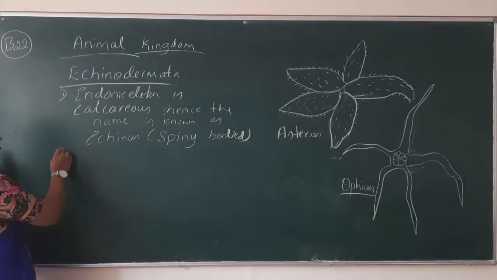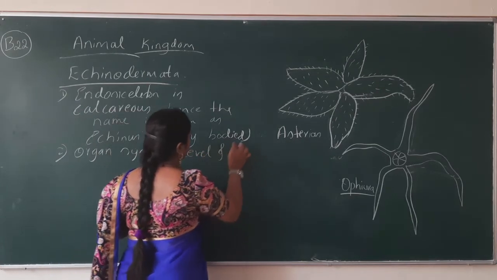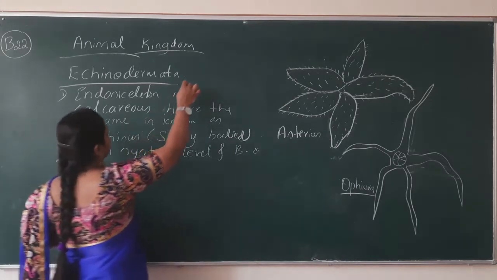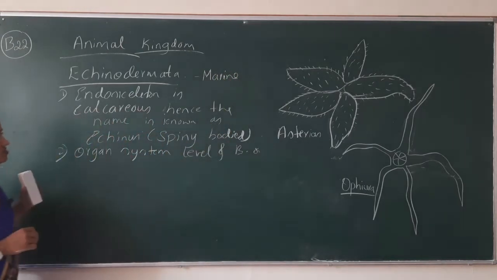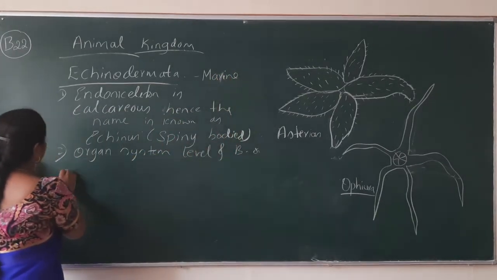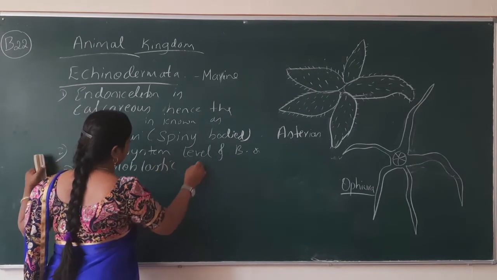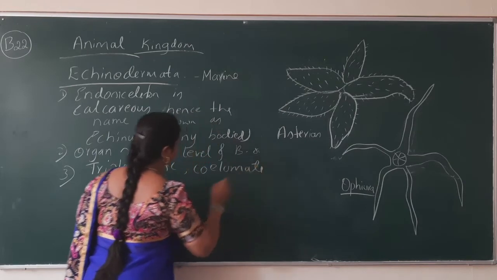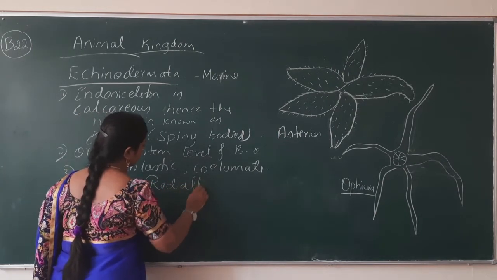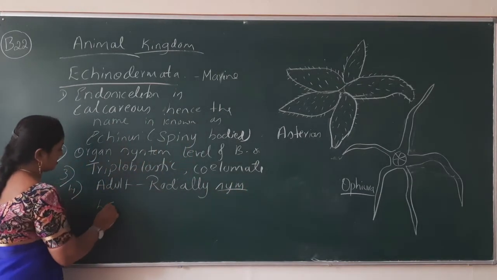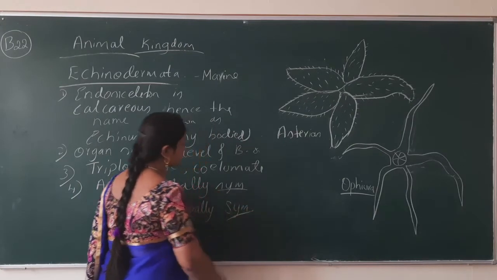And it possesses organ system level of body organization. I forgot to mention the habitat of Echinodermata. All the echinoderms are marine forms. They are triploblastic and coelomate, and adults are radially symmetrical and larvae are bilaterally symmetrical. Now what does it mean?